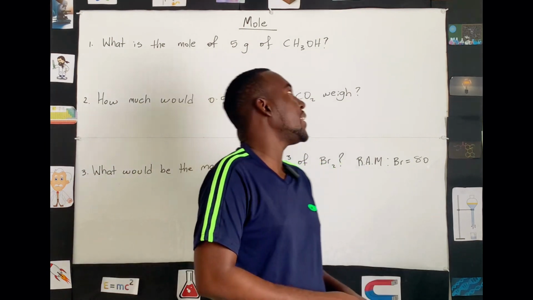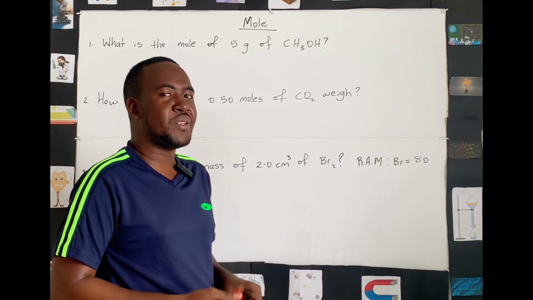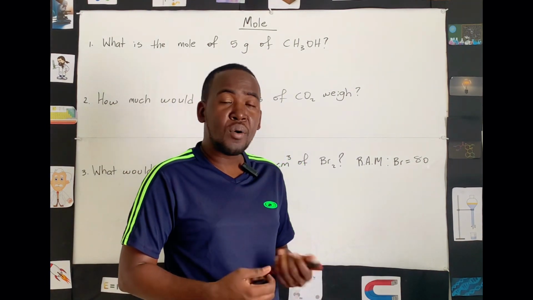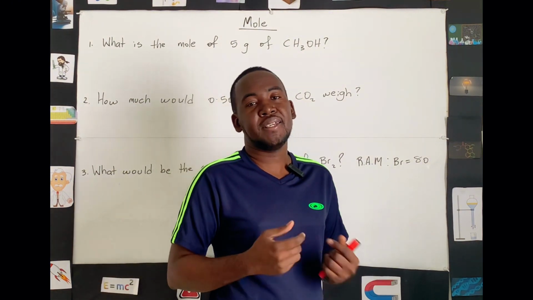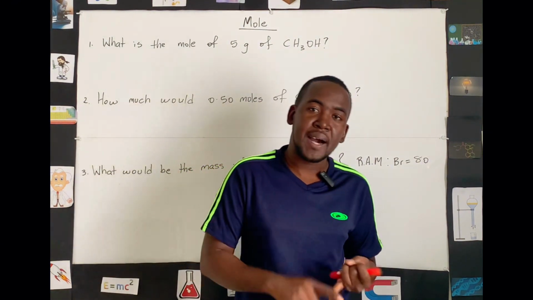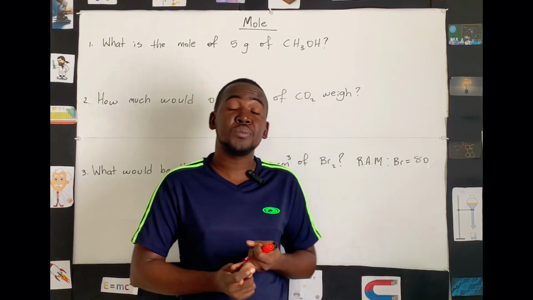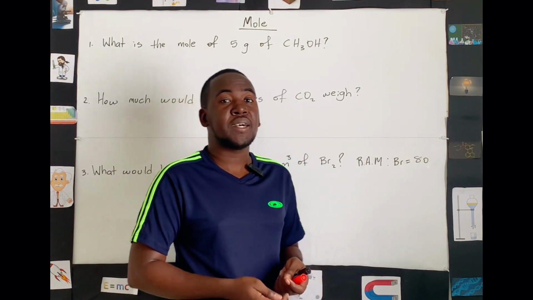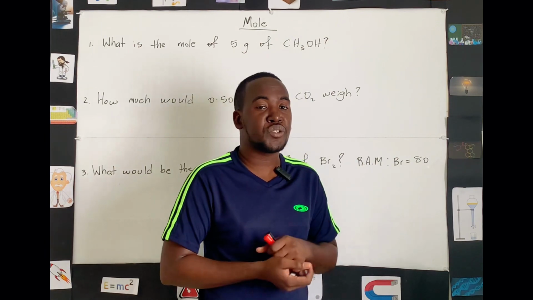Now, today we're looking at our CSEC Chemistry syllabus. We're continuing from last week's lesson where we focused on the mole. We looked at some of the formulas that we use to calculate the mole, such as mole equals mass over molar mass, mole equals volume over the volume at STP or RTP, as well as mole equals the number of particles over Avogadro's number.